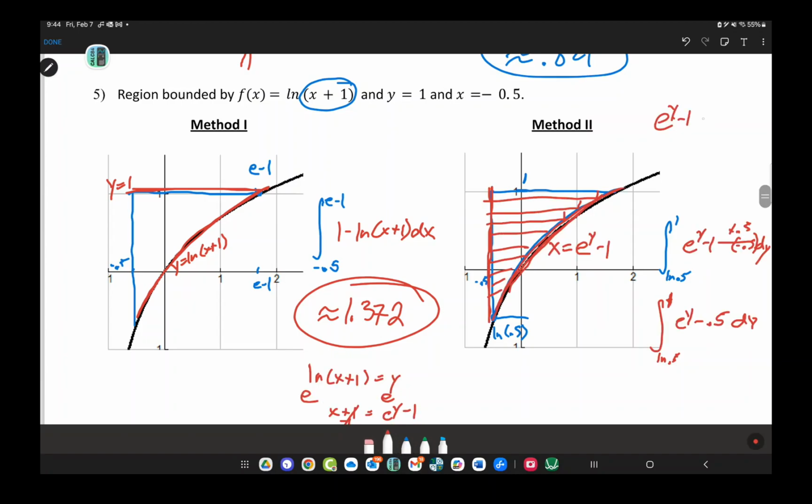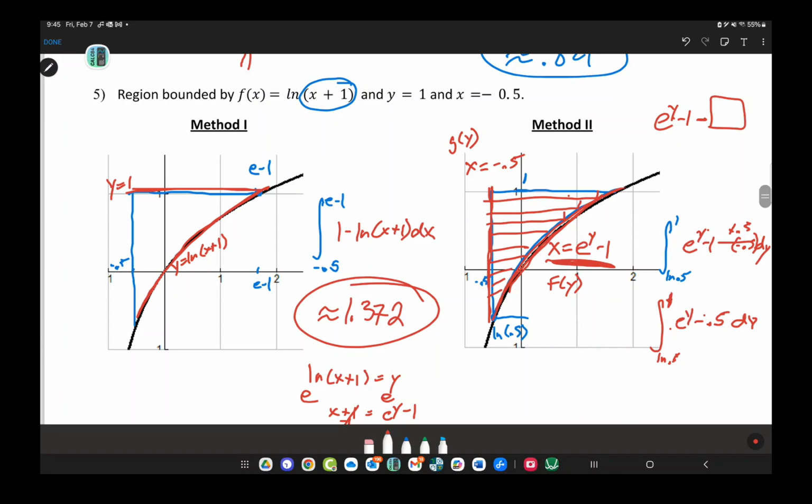e to the y minus 1 minus... Again, what was my other function? This is my first function. My other function was x equals negative 0.5, right? Now again, these functions are in terms of y instead of terms of x. So this is f of y, and this is g of y.